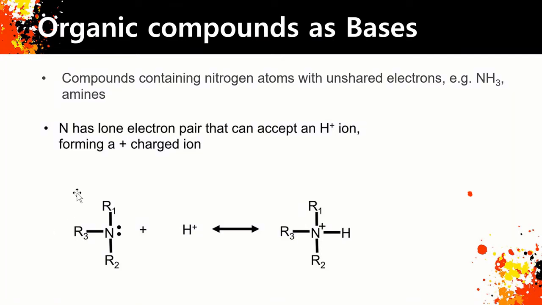All right, so continuing our discussion, compounds containing nitrogen atoms with unshared electrons, for example, ammonia or other amines. So the nitrogen has one electron pair that can accept a proton, forming a plus charge, right? So we form an ammonium ion. If we were to draw an arrow here, the arrow would start at the source of electrons, which would be the nitrogen here, and it would end where the electrons are going, forming a new bond between the nitrogen and the hydrogen, and a plus charge would be generated on the nitrogen, which is an ammonium ion.